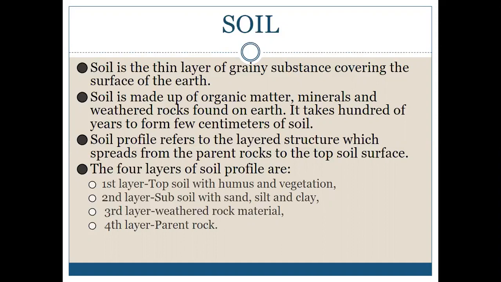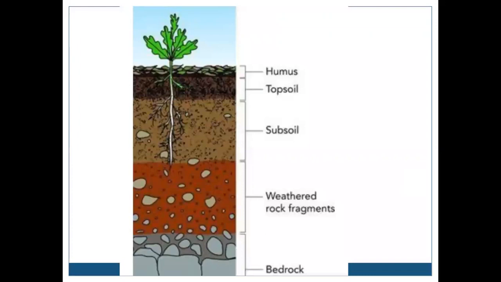Soil profile refers to the layered structure which spreads from the parent rocks to the topsoil surface. The 4 layers of soil profile are: first layer, topsoil with humus and vegetation; second layer, subsoil with sand, silt and clay; third layer, weathered rock material; and fourth layer, parent rock. Let's look at the diagram.